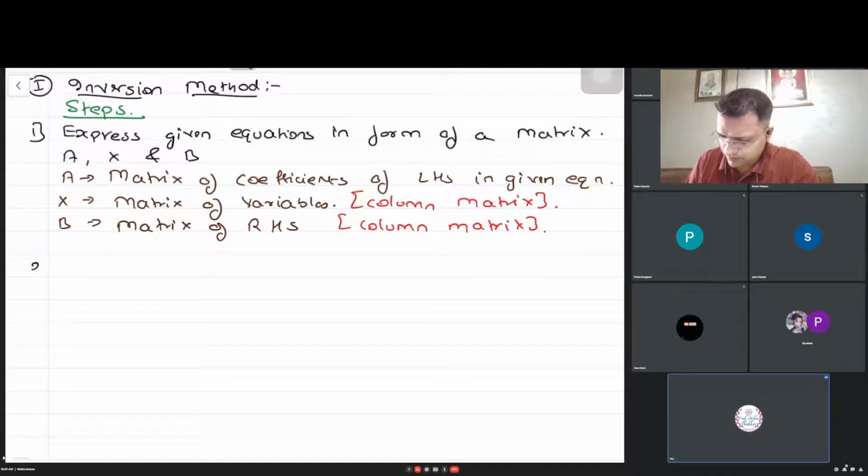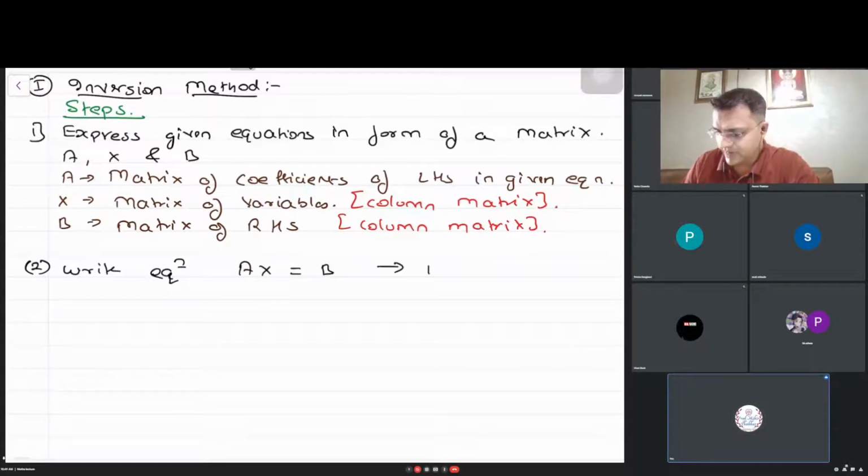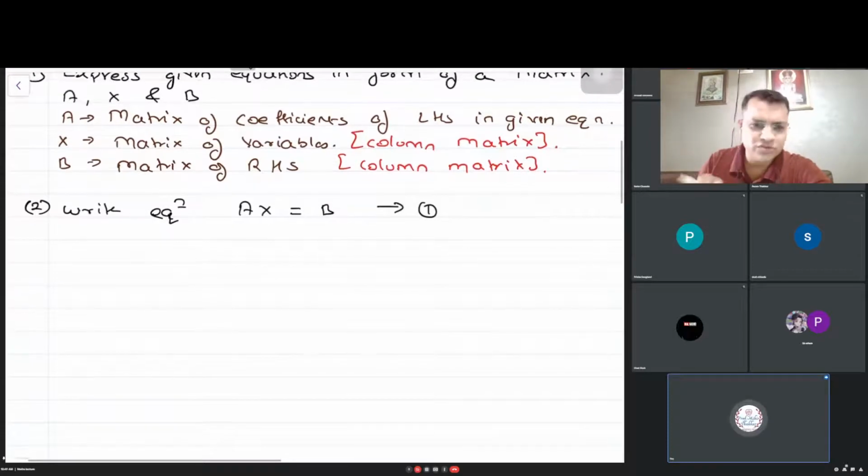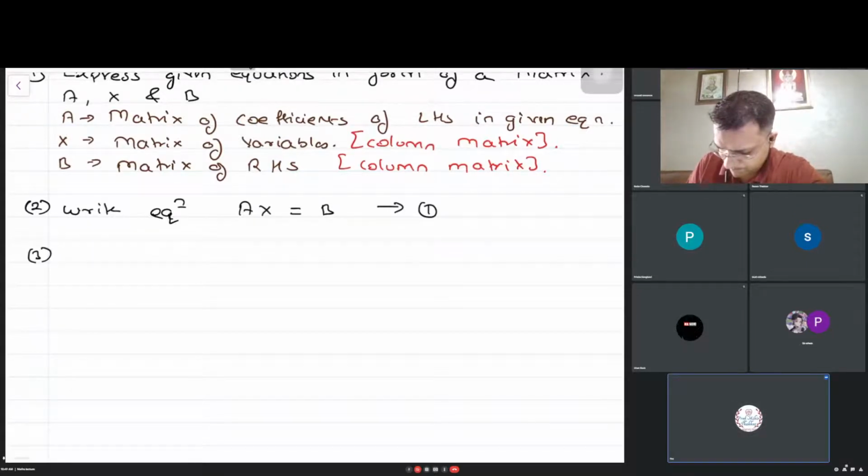Step number 2: write the equation AX is equal to B and give it as equation number 1. We have to mark it as equation number 1 literally. Why do we have to do it? I will explain in some of the further steps. Just copy down the steps, don't worry. Step number 3: Find A inverse.